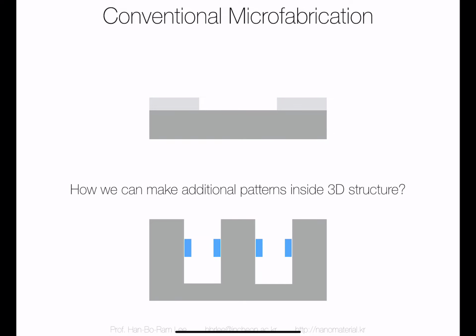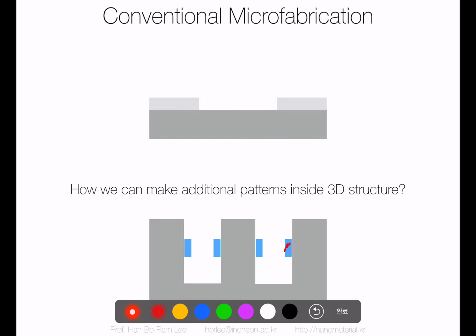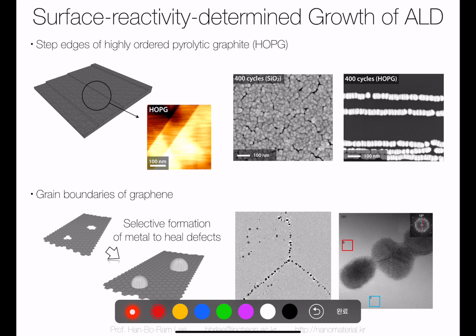So if we want to make some additional pattern inside this three-dimensional structure, how can we make that? It sounds really challenging, because the etching process is very anisotropic: we use directional ions and radicals to etch out. So we cannot make the additional pattern inside this three-dimensional structure. So how can we do that?